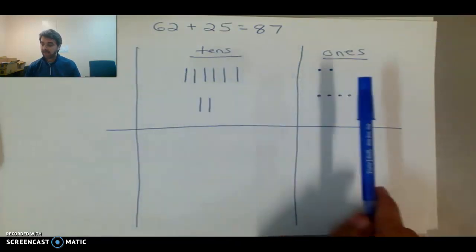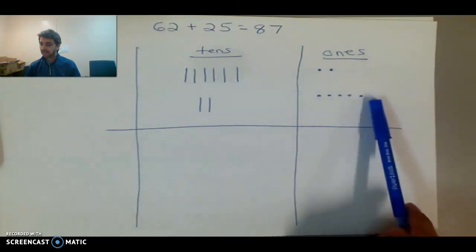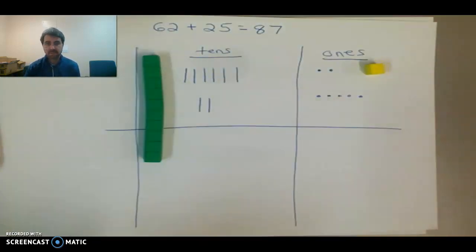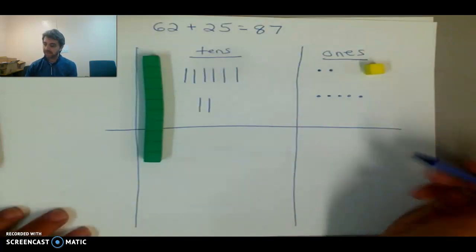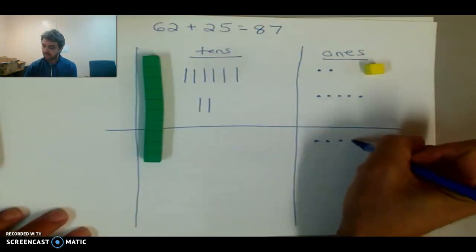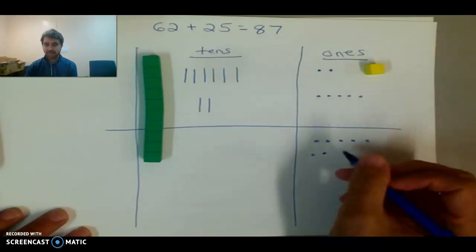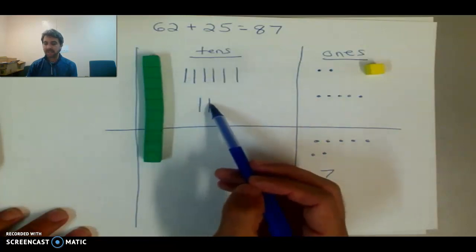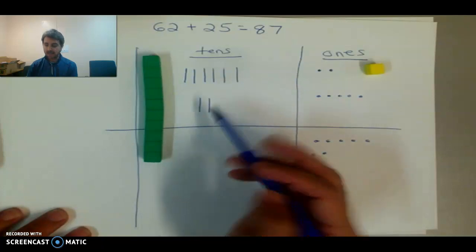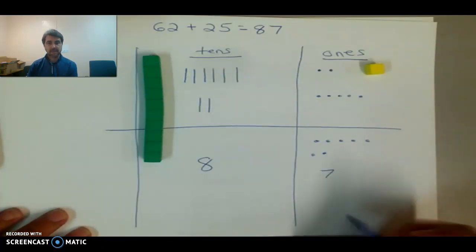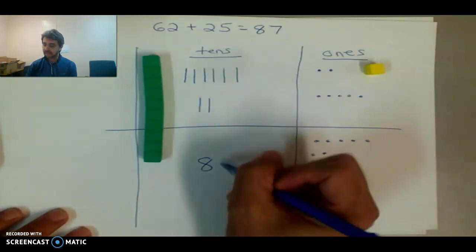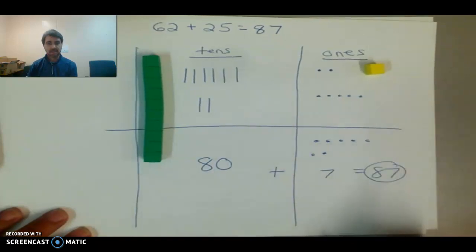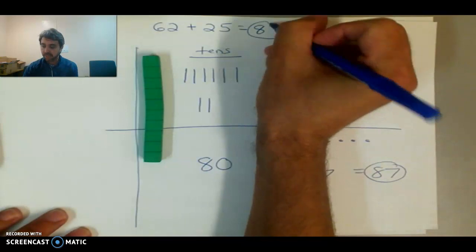Okay, so we have 2 1s and 5 1s, just like we had with these. Right, these are my 1s, and these are my 10s. So we know that we have 1, 2, 3, 4, 5, 6, 7 1s. And how many 10s do we have? 10, 20, 30, 40, 50, 60, 70, 80. So we have 8 10s, which gives us 87, because 8 10s is the same as 80. 80 plus 7 equals 87. Okay, which is the same answer we got up here.